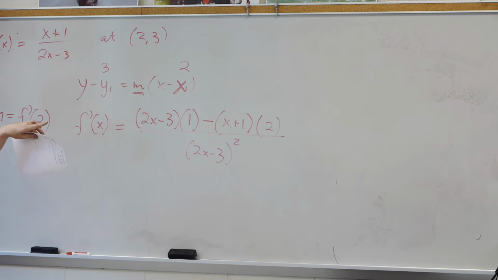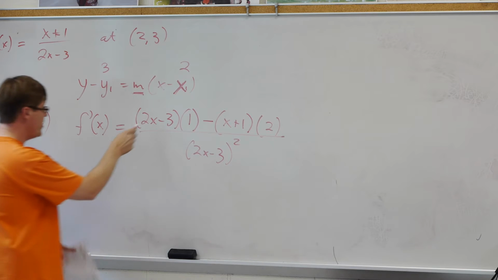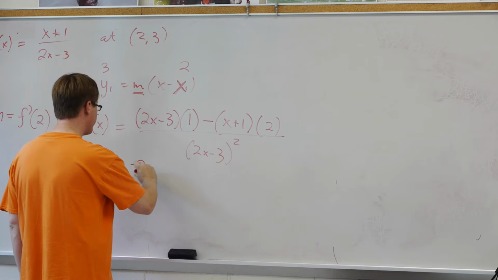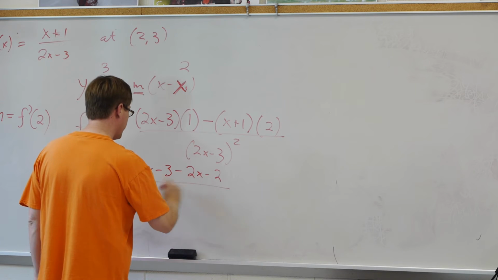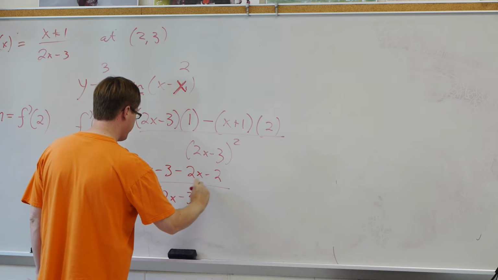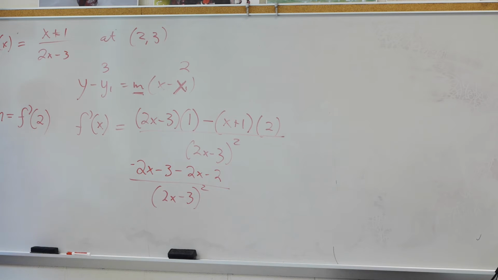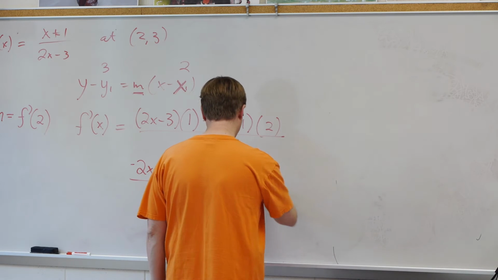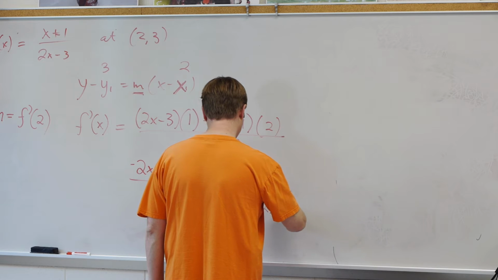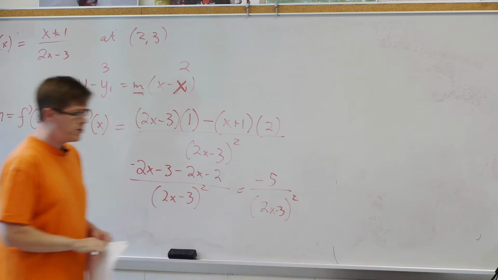Now this needs to be simplified, and if you need to be really careful here because you make mistakes, you can certainly just distribute this whole thing out and take an extra step. Because it's pretty common to make a little mistake here. And now we see what cancels out. The two x's cancel out. So my derivative is negative 5 over 2x minus 3 squared.